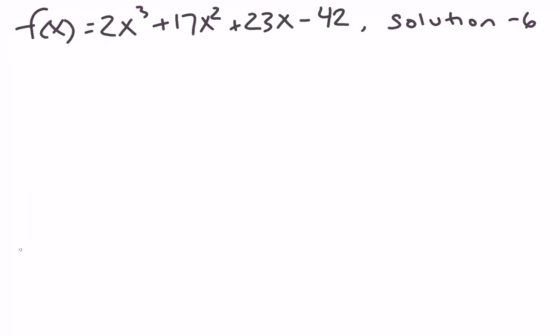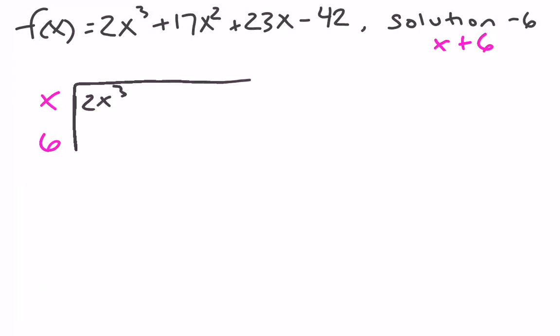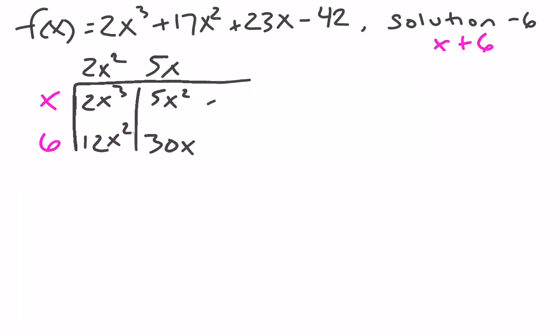This next one we introduce some new terminology. So solution, that's the same thing as saying a root. So if I have a solution of negative 6, it means that I have a factor of x plus 6. So 2x cubed, 2x squared, 12x squared, 5x squared, 5x, 30x, minus 7x, minus 7, minus 42.